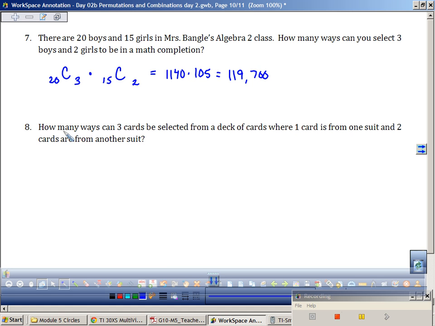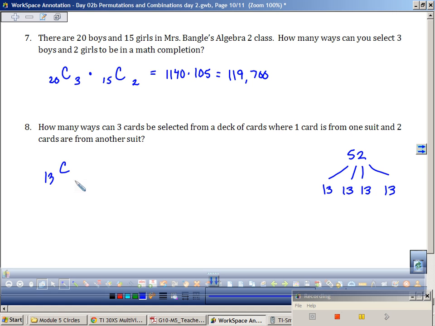How many ways can 3 cards be selected from a deck of cards when 1 card is from one suit and 2 cards are from another suit? So from yesterday, we learned there's 52 cards in a deck, and 52 cards in a deck means that there are 13 in each suit. So I'm going to have 13. I'm just picking a card or choosing a card. So that would be 13 combination.